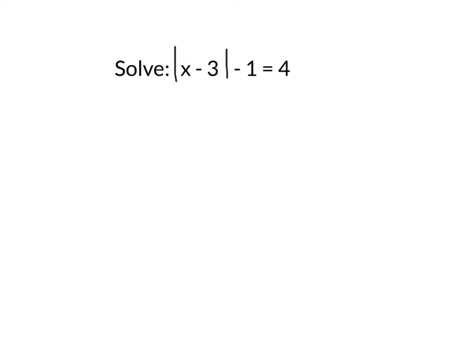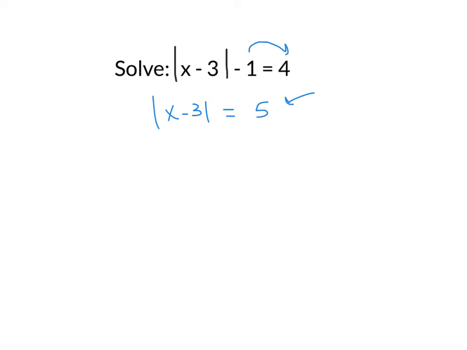Absolute value of x minus 3, minus 1 equals 4. Now, when you start solving these, what you need to do first is always isolate the absolute value. So I'm moving the 1 to the other side, make that 5. Now, stop right here a second. Absolute value is distance, so it must equal a positive number. So absolute value equals 5, that's fine.